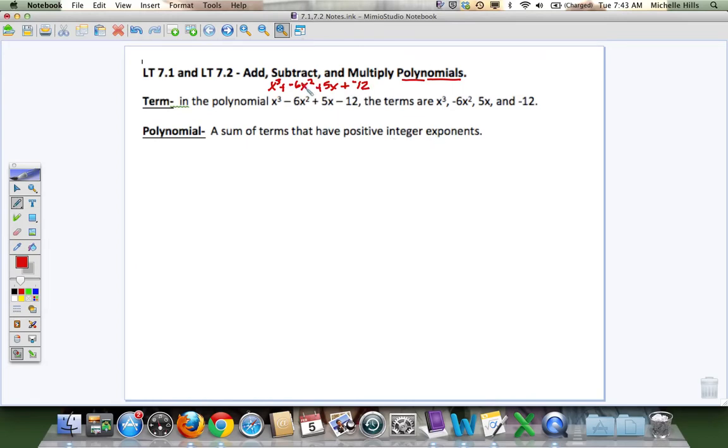We will, a little later this year, deal with exponents where it's x to the negative 2 or x to the negative 3, or even fractional exponents, x to the 1/2. In this case, these exponents are positive integers.